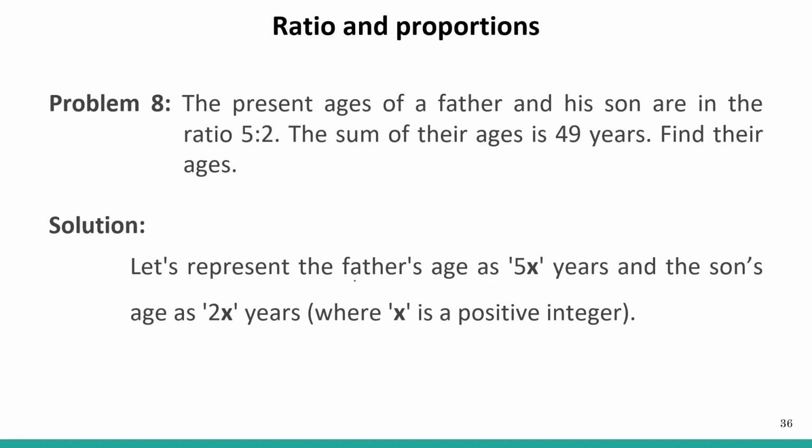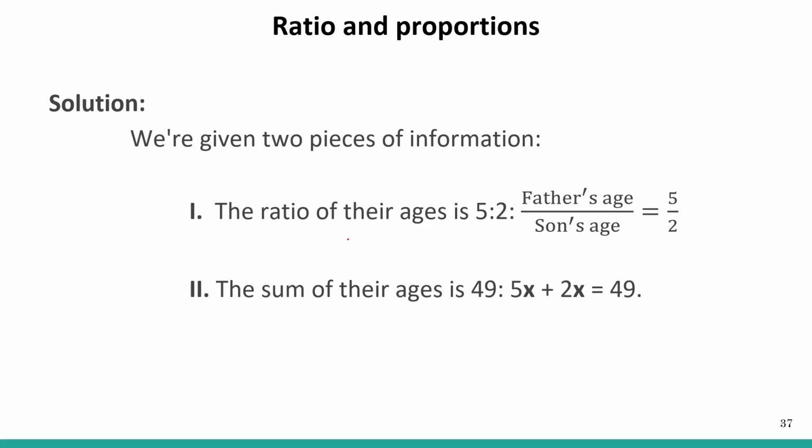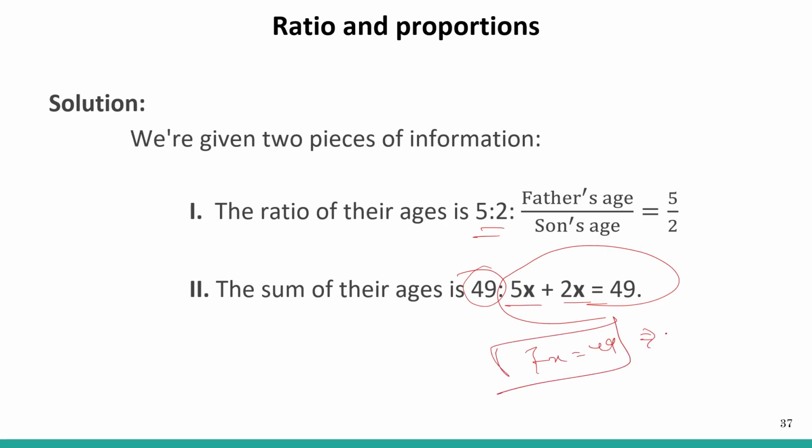Okay. So let's represent the father's age as 5X years and the son's age as 2X years. We represent it as 5X and 2X respectively for the father and son. We are given two pieces of information. The ratio of their ages is 5:2, so father's age by son's age is equal to 5/2. The sum of their ages is 49, which is equal to 5X plus 2X. That is given right here. So it will be 7X is equal to 49, as we have previously calculated. So this implies that X is equal to 7. So father's age will be 7 into 5, which is equal to 35. Father's age.